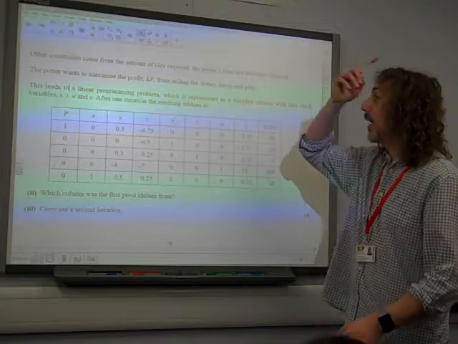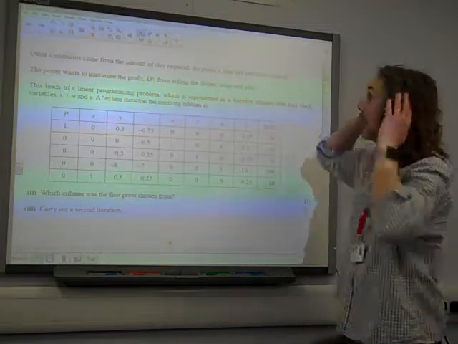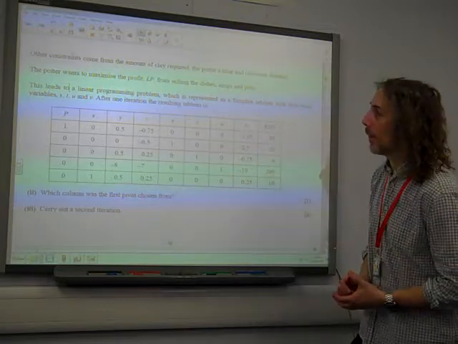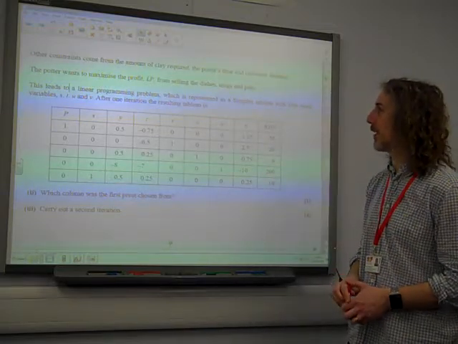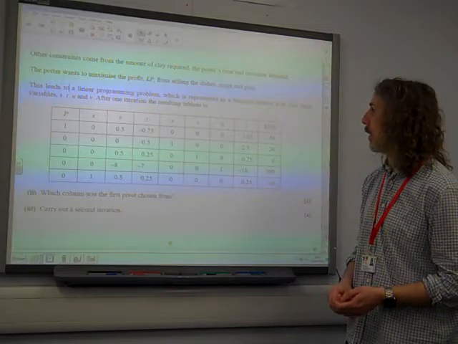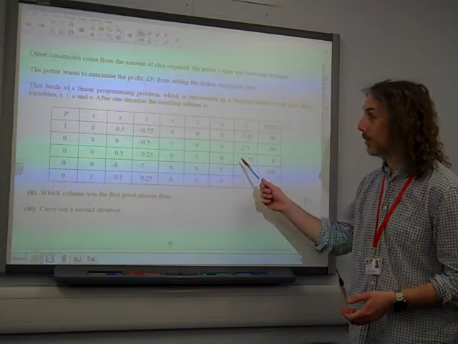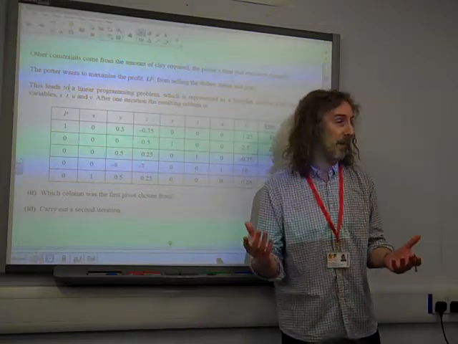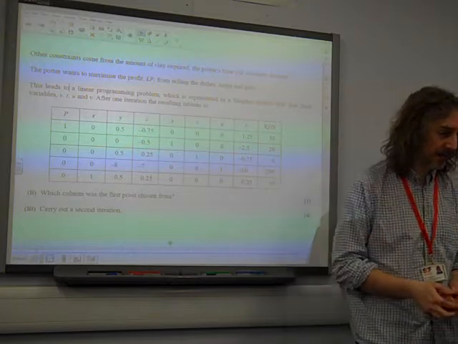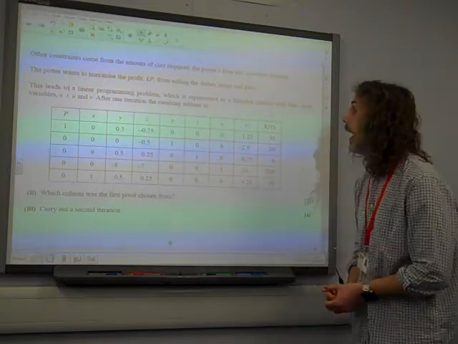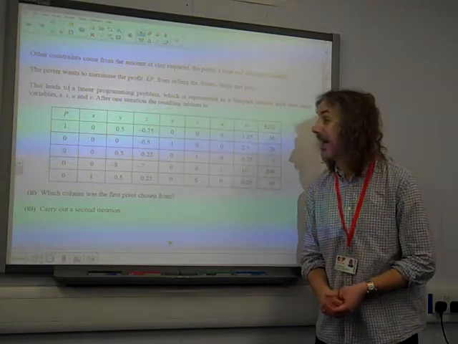Okay, right. Other constraints come from the amount of clay required, the potter's time, and the customer demand. The potter wants to maximise the profits P from selling the dishes, mugs and pots. This leads to a linear programming problem, which is represented here. After one iteration, so we can't even check that we've done that first bit right, but I guess it was just standalone 3 marks, wasn't it? After one iteration, the table looks like that.